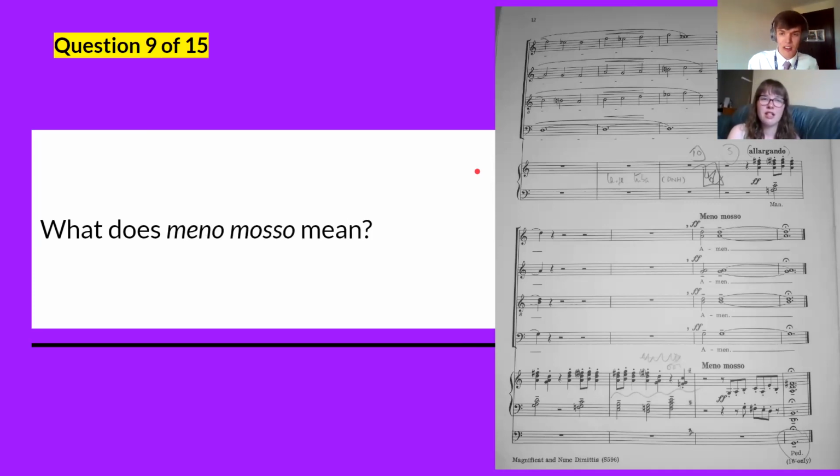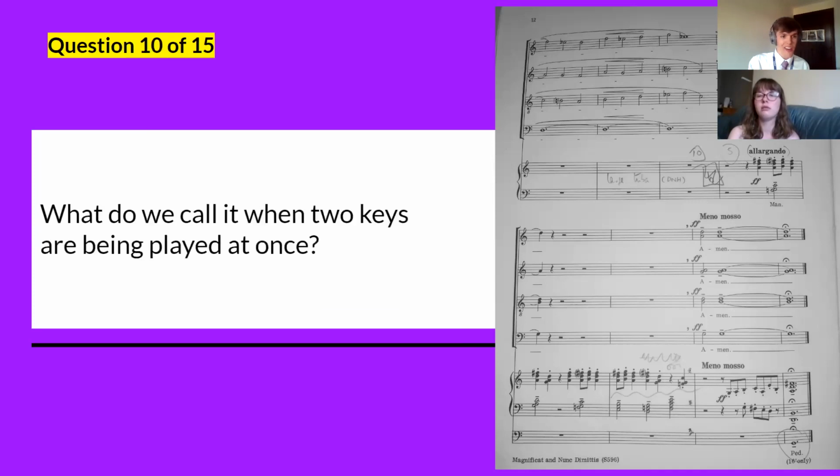So question number 9. On a similar vein, what does meno mosso mean? So that's in that 2nd to last bar. It's following on from the previous allargando, got meno mosso. So think meno is normally a descriptive word, or mosso the 2nd word. Question number 10. What do we call it when 2 keys are being played at once? When two keys are being played at once. So this is a feature that happens quite often in this piece, and it creates some strange effects.